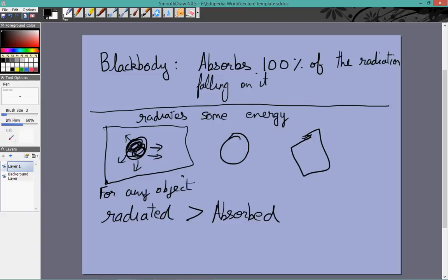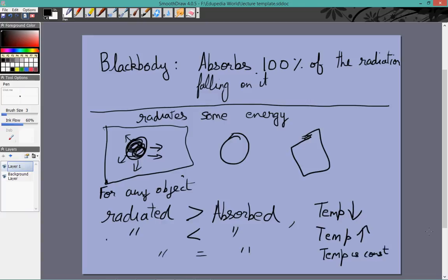if the amount of energy radiated is greater than the amount of energy absorbed, then the temperature of the object decreases. It seems natural, right? If an object is radiating a lot of energy but not absorbing any energy, in the end its temperature will keep on decreasing, because temperature measures heat and heat is another form of energy. If the energy radiated is less than the energy absorbed, that means it is absorbing more energy from its surroundings than it is radiating, then the temperature increases. And if the radiated energy is equal to the absorbed energy, then the temperature is constant.